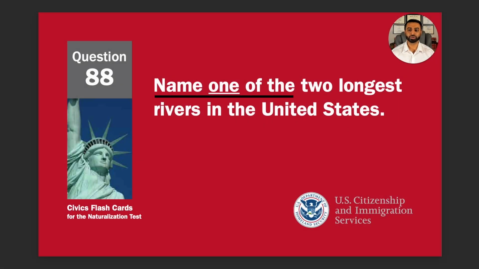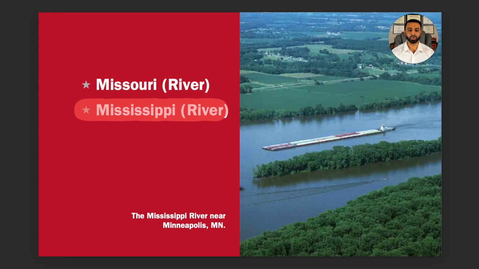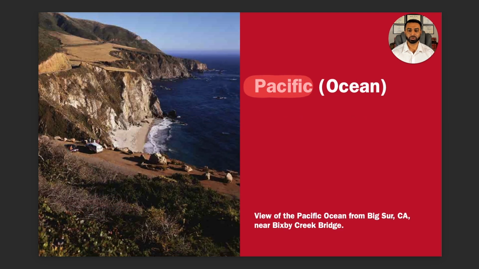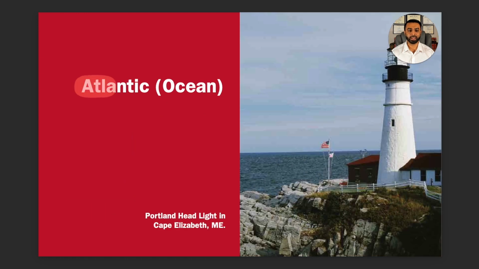Name one of the 2 longest rivers in the United States. We have the Missouri River or the Mississippi River. What ocean is on the west coast of the United States? The Pacific Ocean is on the west coast of the United States. What ocean is on the east coast of the United States? The Atlantic Ocean is on the east coast of the United States.